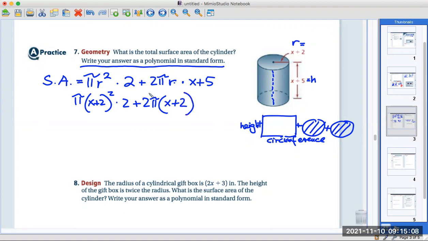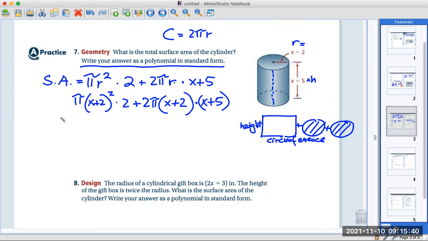And we know, so this is my circumference. Circumference is 2 pi r. So we have 2 pi times the radius, and then times the height. And the height is x plus 5. So I'm going to stop right here. We need to multiply this out, multiply this part by 2 pi.